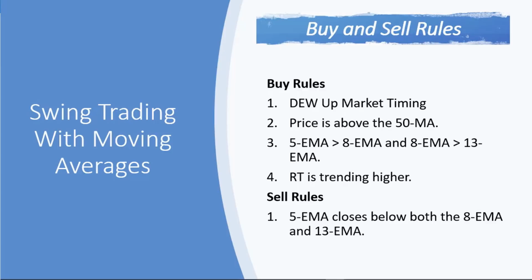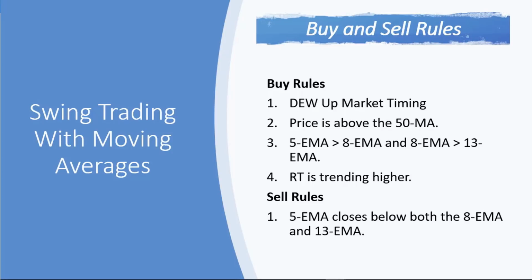So the buy rules are, we're going to look for a DEW up market. Anytime that the DEW signal is up, we can buy. We're also looking for price to be above the 50-day moving average. Now, it could first or just recently have crossed above the 50-day or reside above the 50-day when the other rules are in place. We look for the 5-day EMA greater than the 8 greater than the 13. And we need RT to be trending higher as well.